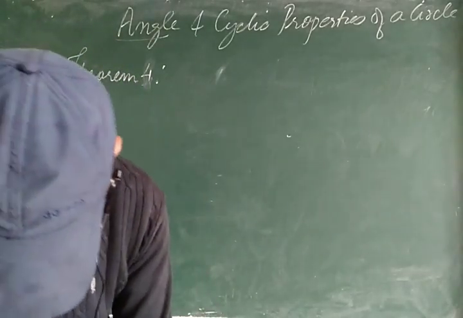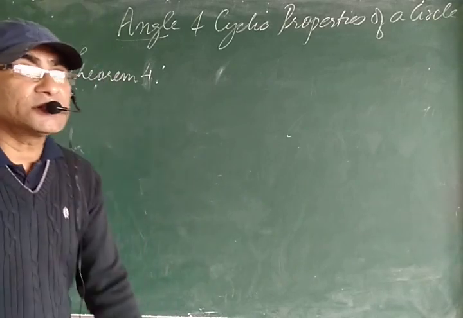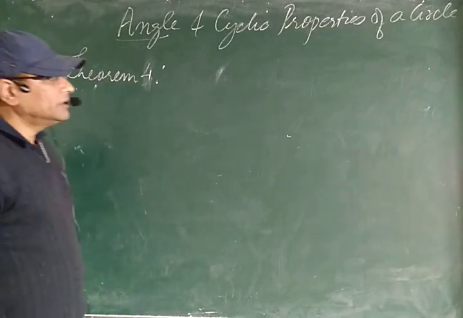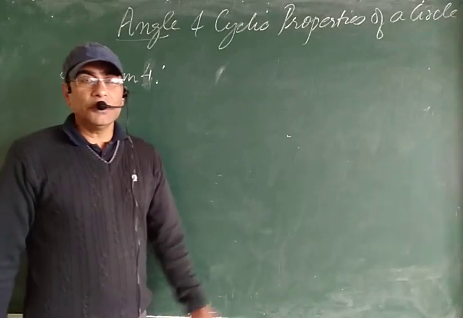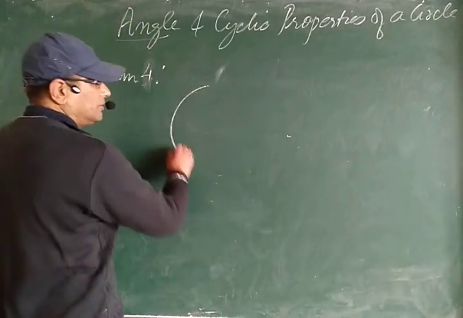And the other one that you can say is that the opposite angles of a cyclic quadrilateral will be supplementary.